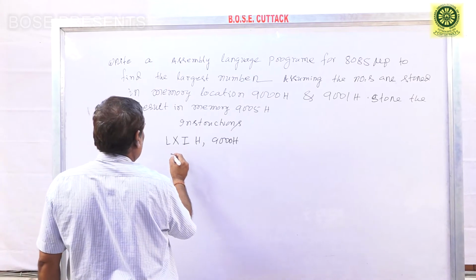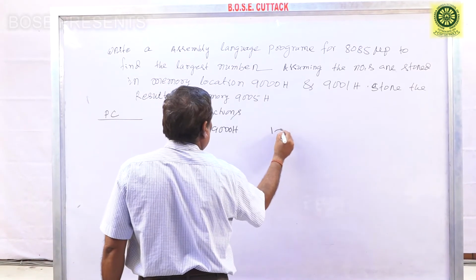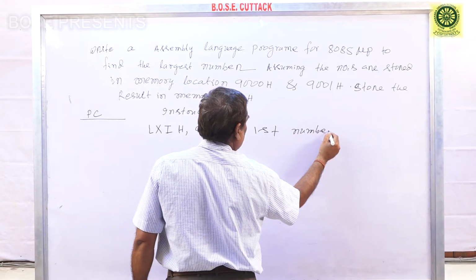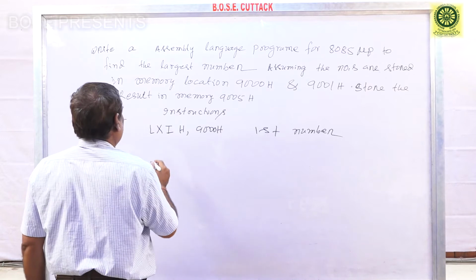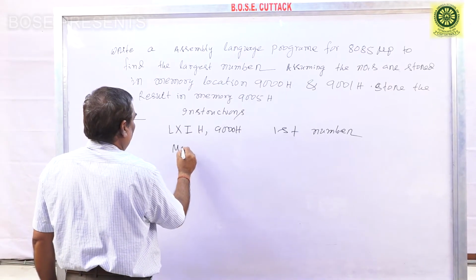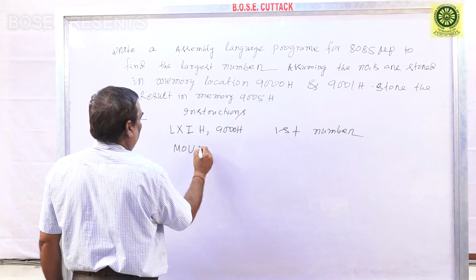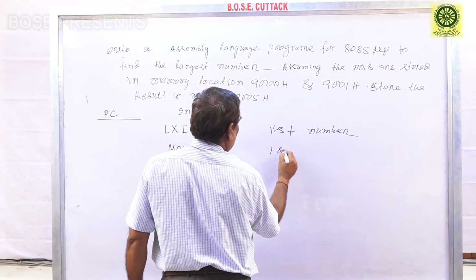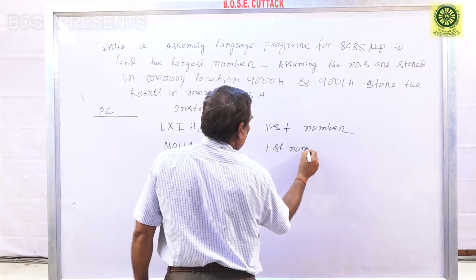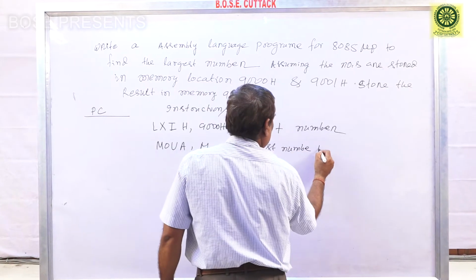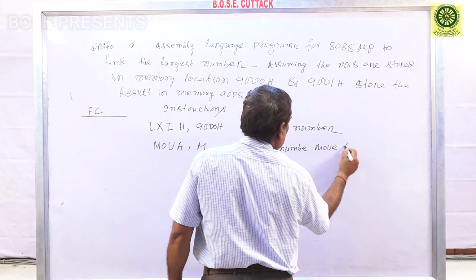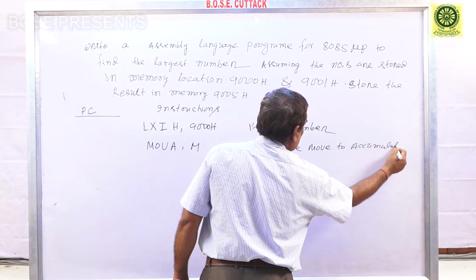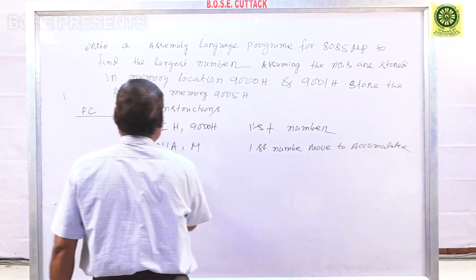Then the second instruction: this is how we get the first number. We move the number to the accumulator with MOV A, M. The first number is now moved to the accumulator by means of this instruction.